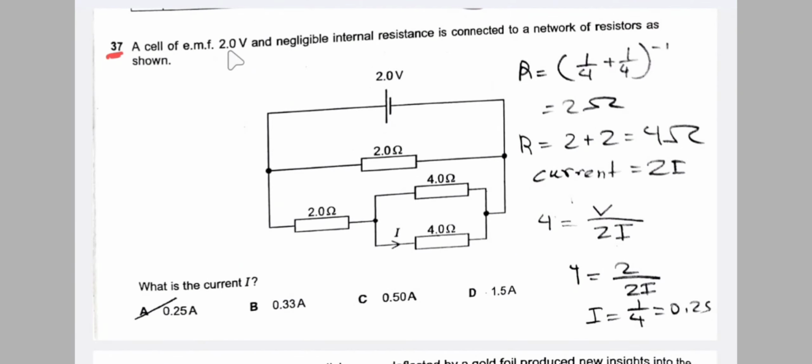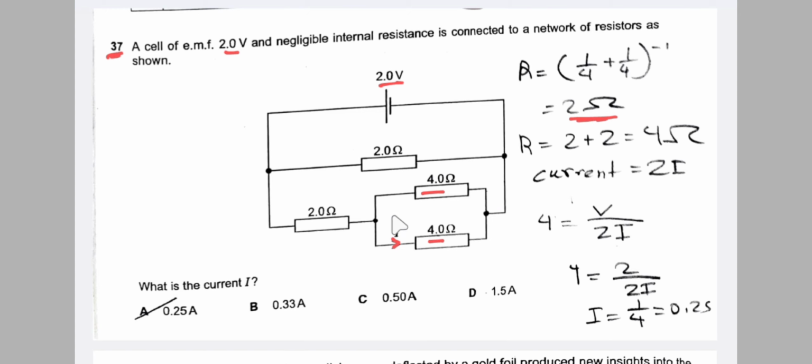7. The cell has an EMF of 2 volt and negligible internal resistance and is connected to a network of resistors as shown. So this is the circuit shown. What is current I? So we need to calculate the value of current I. First of all, what is the resistance across the parallel circuit? So resistance is equal to (1 by 4 plus 1 by 4) inverse. So the resistance across the parallel circuit is 2 ohm.